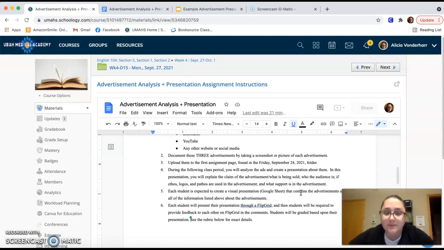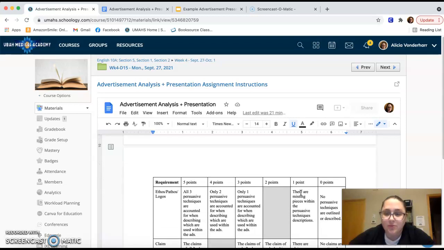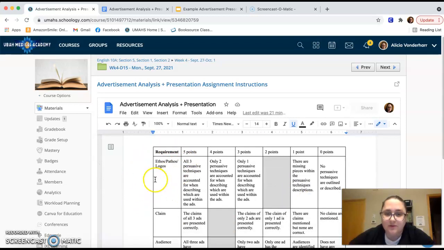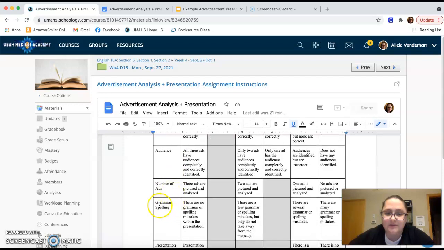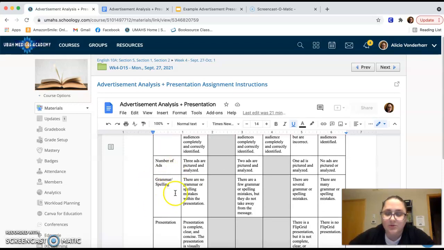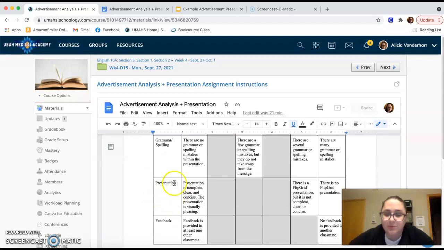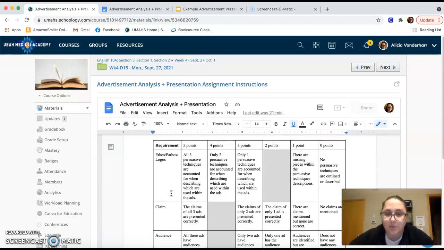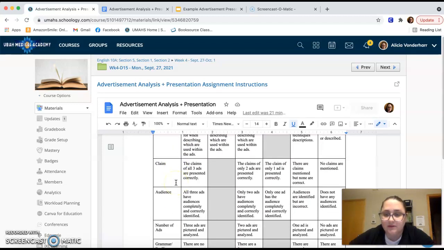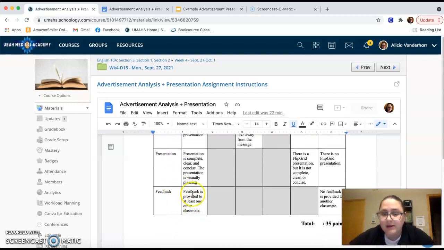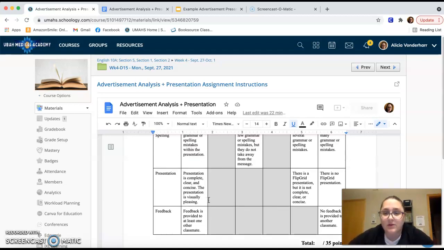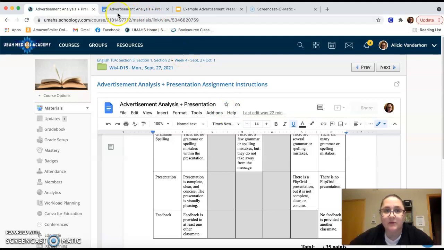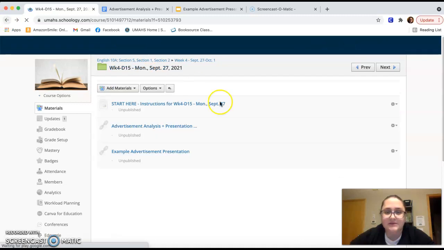You will be graded based upon your presentation, but take a look at the rubric, you guys, okay? So there's the mention of ethos, pathos, logos, the claim, the audience, number of ads, grammar, spelling, and your presentation. I want to see it complete, along with the feedback. You can see feedback is actually worth 5 points. So it's important that you get that done as well. Again, I will walk you guys through that. That'll probably be something that we tackle later this week, early next week, but I definitely want you guys to pay attention to that.